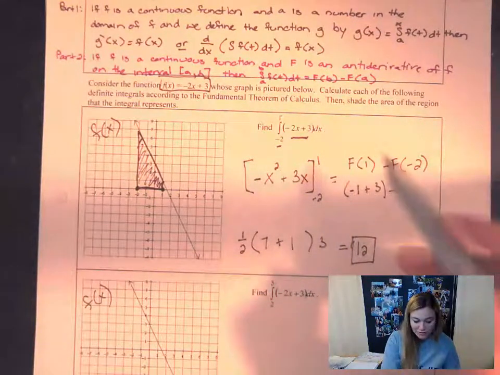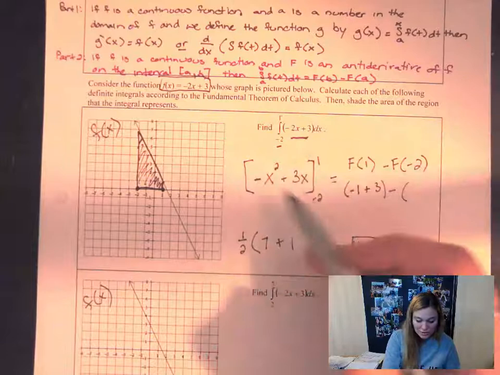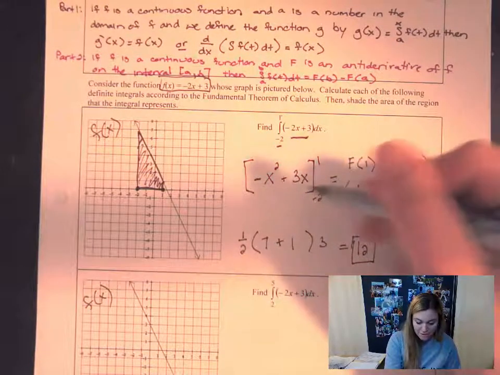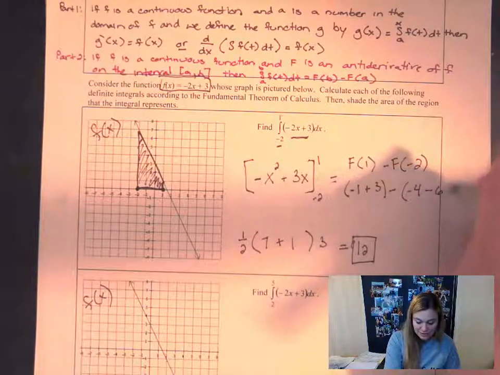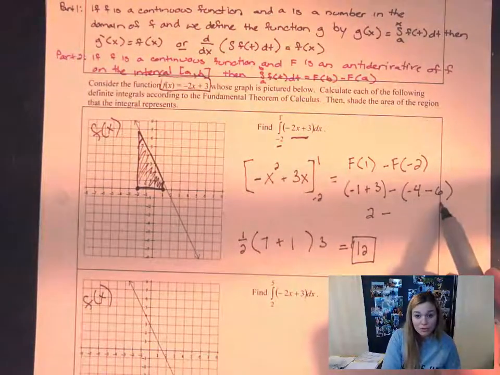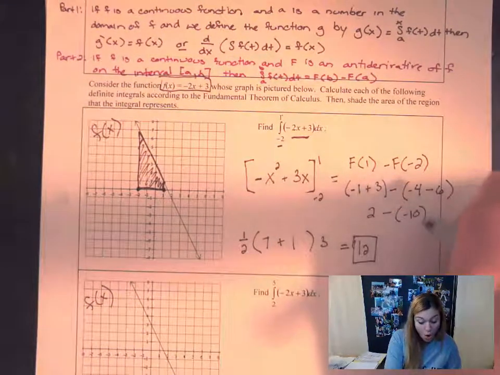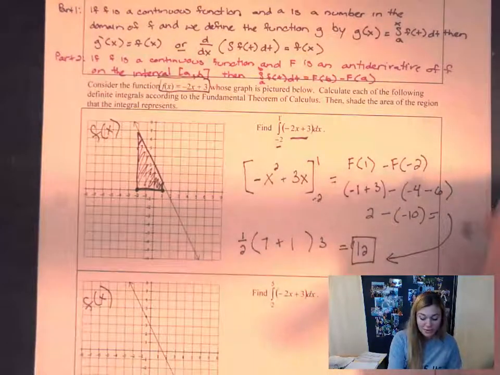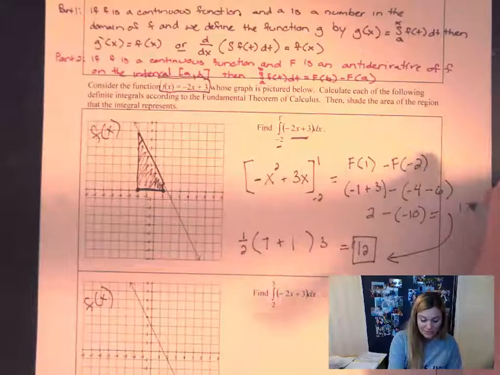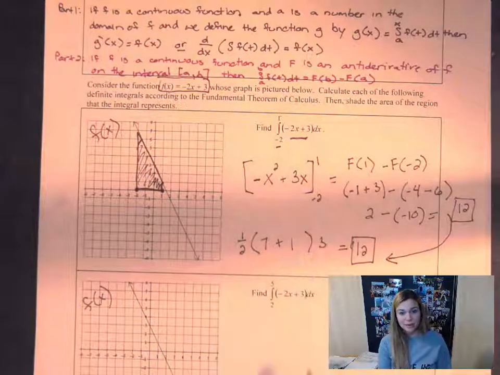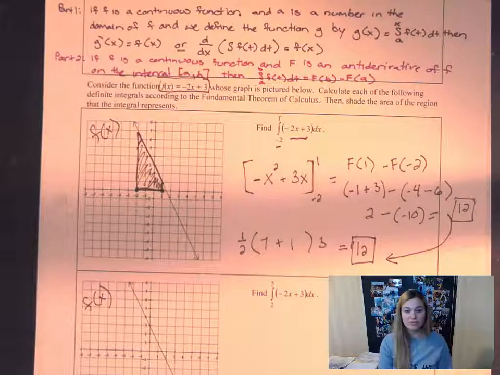Minus F of -2. If I substitute in -2, I do the same thing. So -2 squared is 4. Attach this negative to it. 3 times -2 is -6. I would get 2 minus -10, which is 12. So even this way, I still get 12. That's very exciting. So if I'm finding this using the fundamental theorem of calculus, I still got the area under the curve. Hold on, not convinced? Let's do another one.